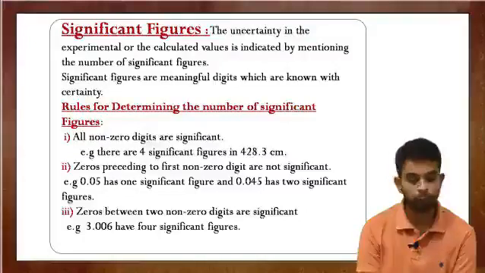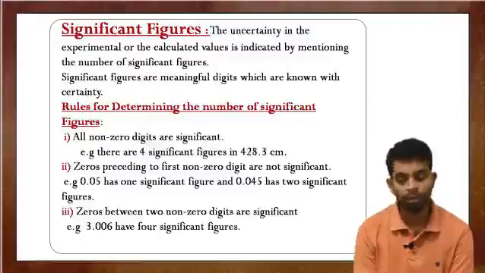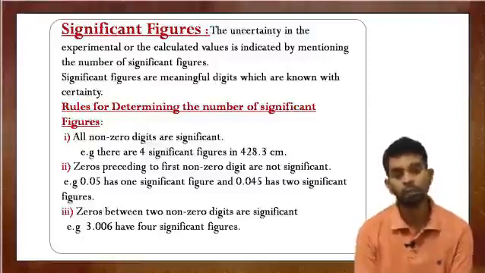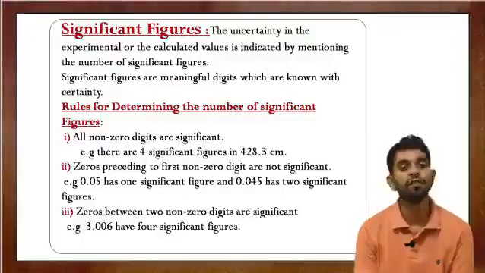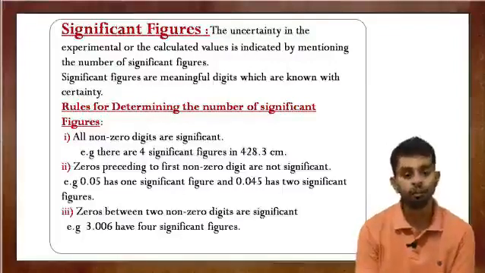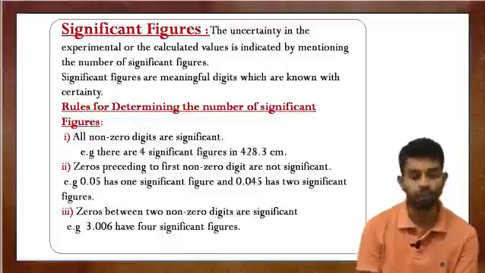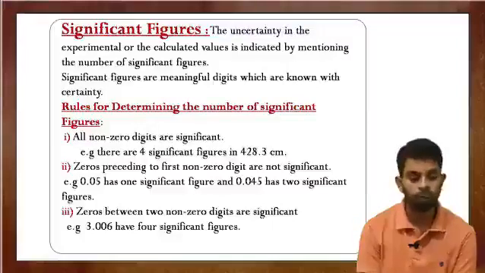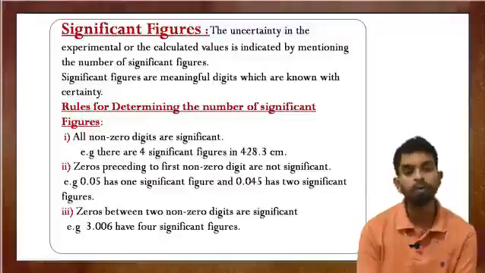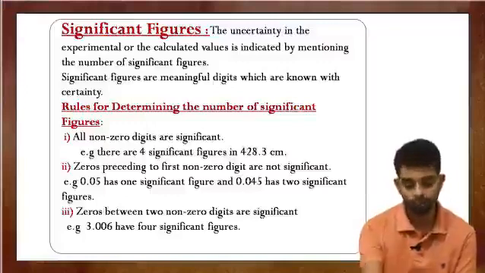Now rule number 2: zeros preceding the first non-zero digit are not significant. For example, say 0.05. In this case the number of significant figures is 1. Why? Because zeros preceding a non-zero digit are not significant. Similarly for 0.045 the number of significant figures is 2. And zeros between two non-zero digits must be significant. So say 3.006, in this case the total number of significant figures is 4. Why? Because the zeros lie between two non-zero digits, 3 and 6.